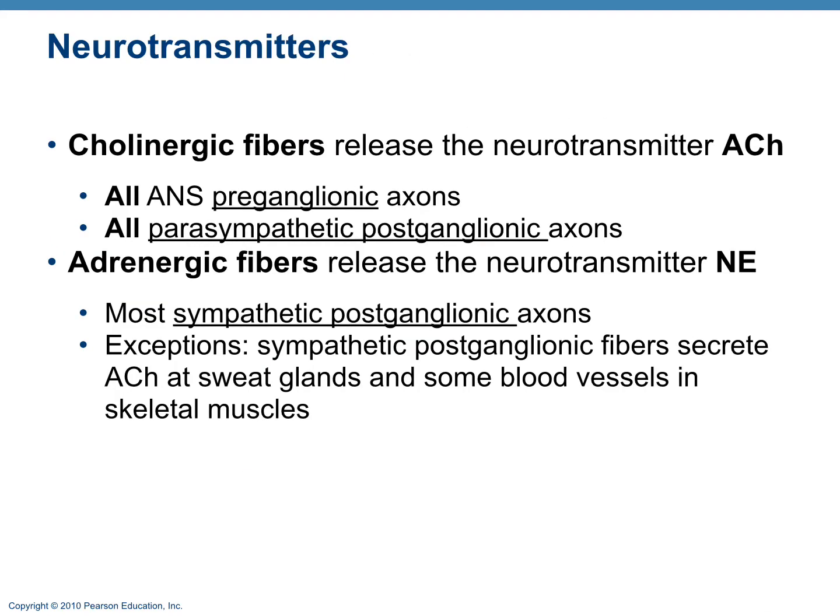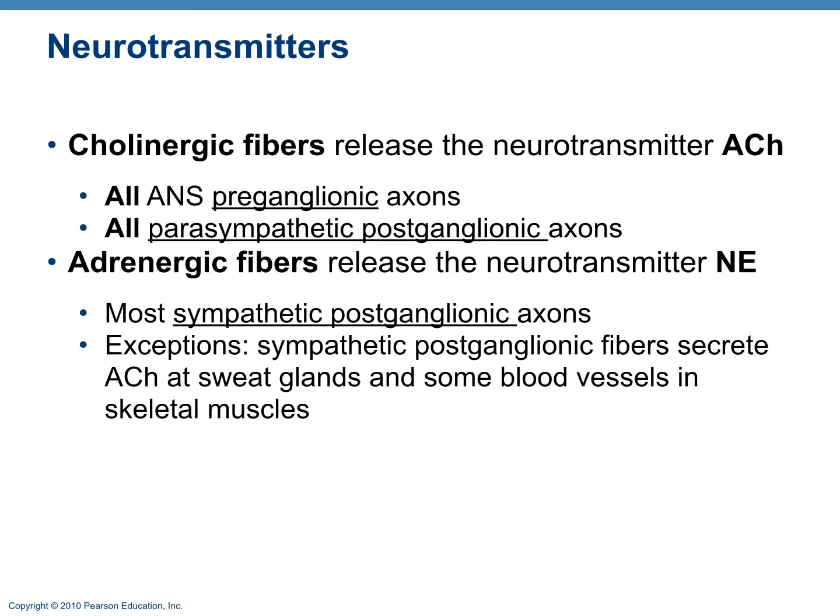Okay, so when we talk about neurotransmitters, we're going to talk about some different types of fibers, and then some different types of receptors. Cholinergic fibers are going to release acetylcholine. So that's kind of easy to remember: cholinergic, acetylcholine. And all of the preganglionic fibers, we said, release acetylcholine, and all parasympathetic postganglionic fibers release acetylcholine.